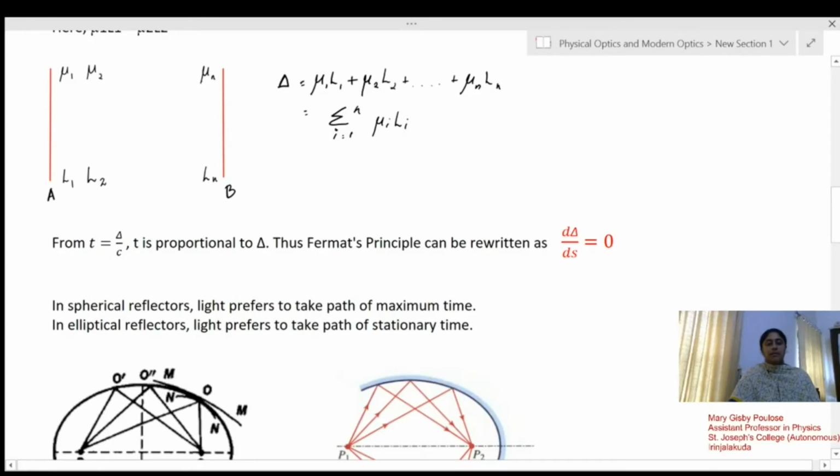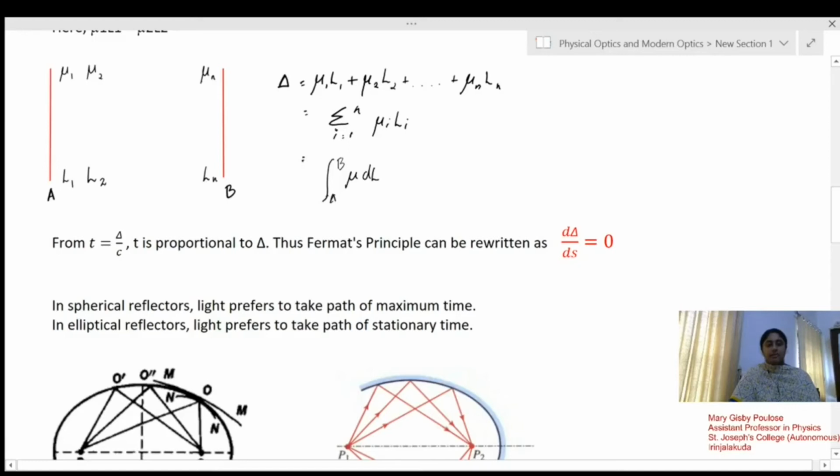Okay. Now this can be written if each layer has distinct boundaries. If these layers don't have boundaries, that is, the variation of refractive index between A and B is very small, you won't be able to quantify the value for Li. So in that case, we can integrate along the path from A to B, the integral of mu dl. This gives the optical path length from A to B.